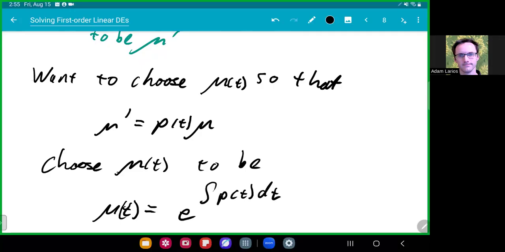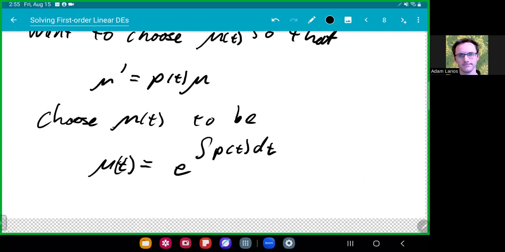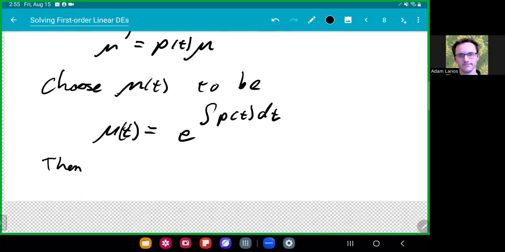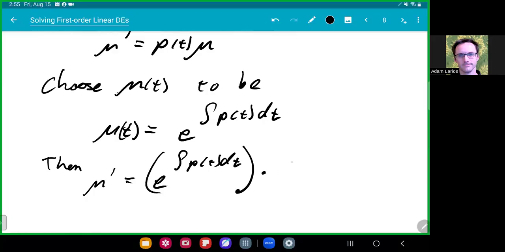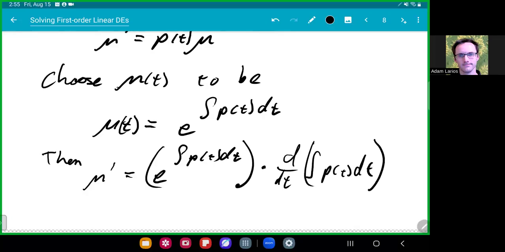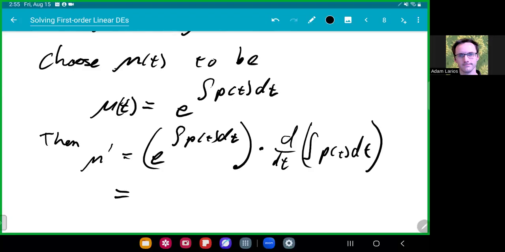And so this integral up here is an antiderivative. Right? So then mu prime would be, well, the derivative of an exponential is just the exponential, so it's just that exponential times the derivative of the argument, right? And the derivative of an integral, by the fundamental theorem of calculus or by the definition of antiderivative, just gives you back the function itself.